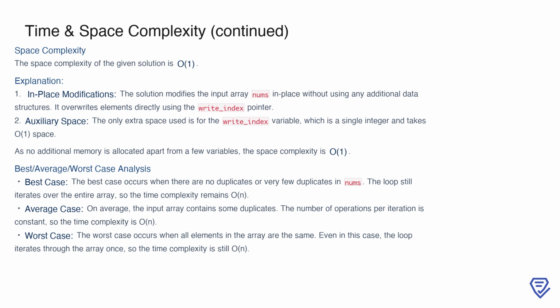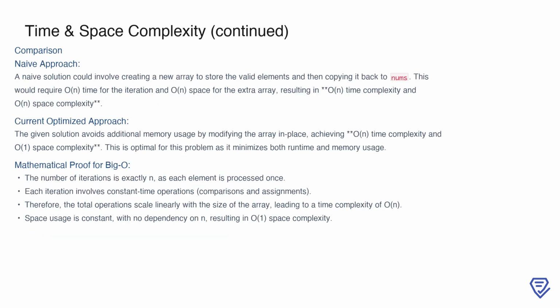Additionally, whether the input contains no duplicates, some duplicates, or all duplicates, the loop always iterates once through the array, maintaining a consistent O(n) time complexity across best, average, and worst cases. When comparing this approach to a naive solution, the differences are clear. A naive method might involve creating a new array to store valid elements, followed by copying it back to nums. This would require O(n) time for traversal and O(n) space for the additional array. In contrast, the optimized approach modifies the array in place, eliminating the need for extra memory while still achieving O(n) time complexity. From a mathematical perspective, the big O analysis is straightforward.